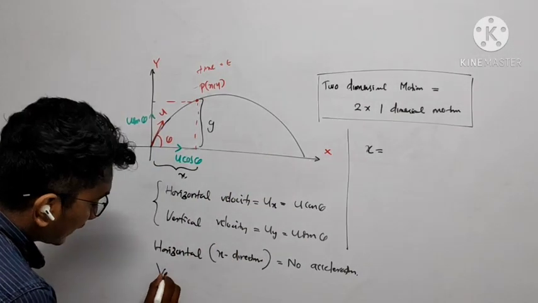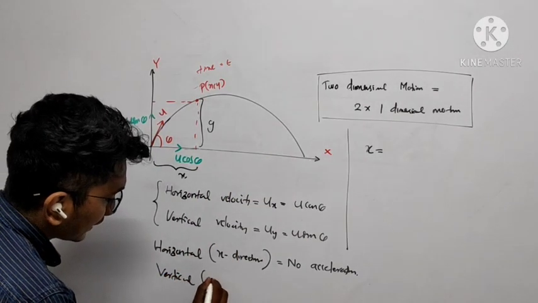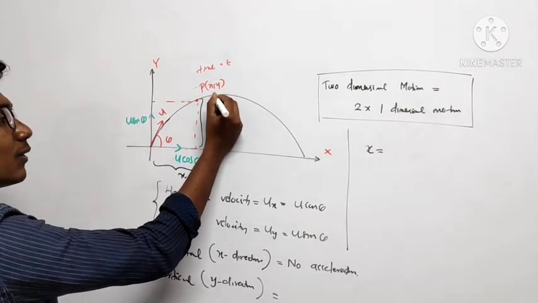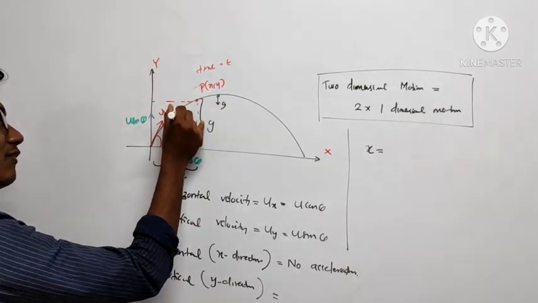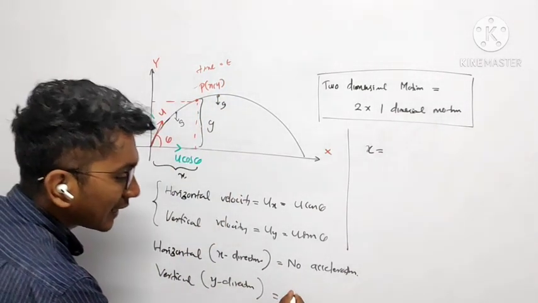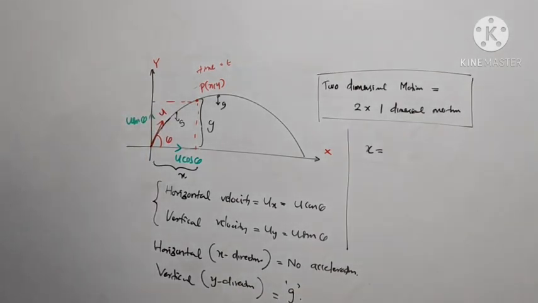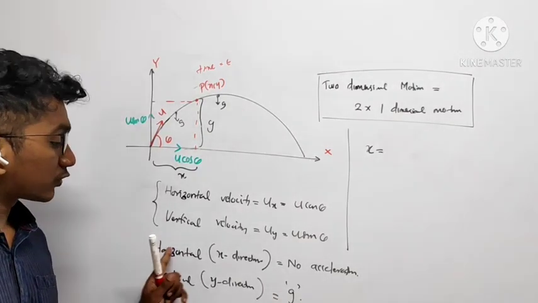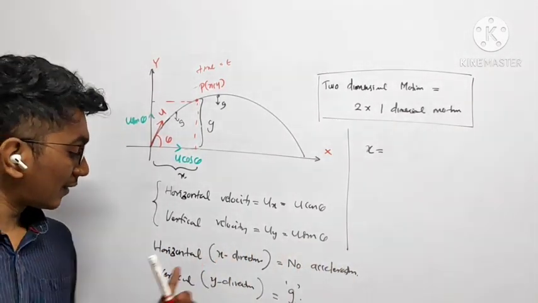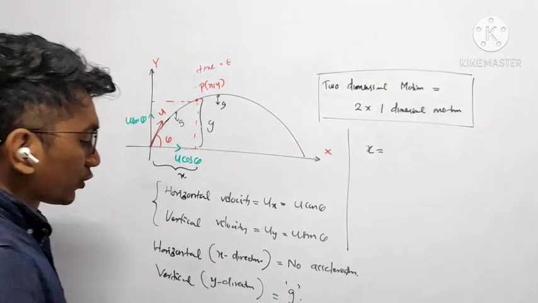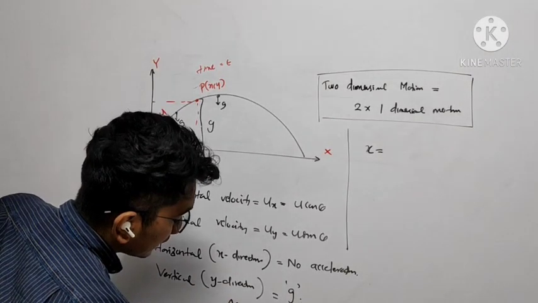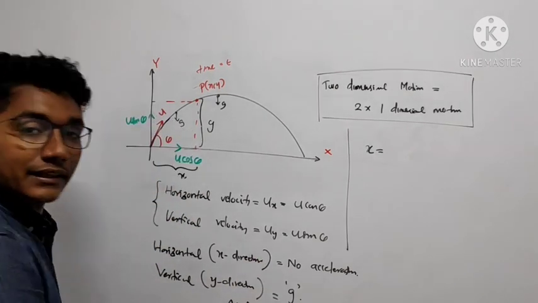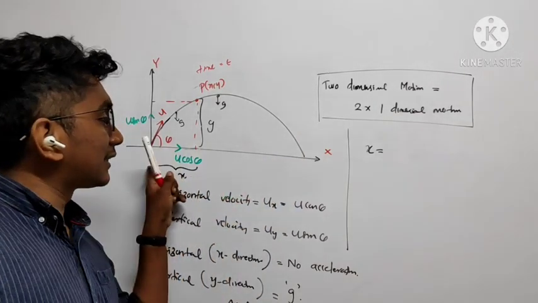What about the vertical direction, or y direction? In the y direction acceleration is acting. What is that? G is acting. At every point G is acting. Got it? So these are the two things. Horizontal direction, x direction, no acceleration. Vertical direction, G is acting.